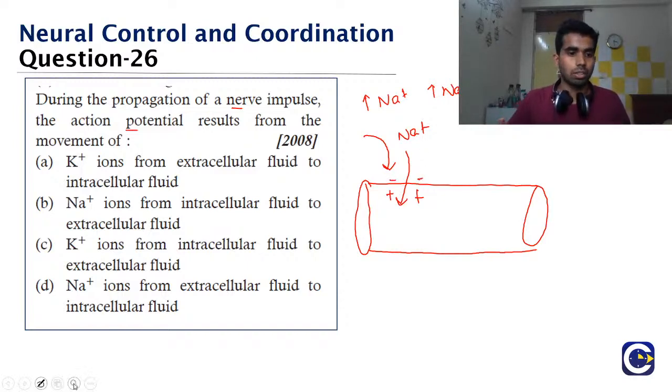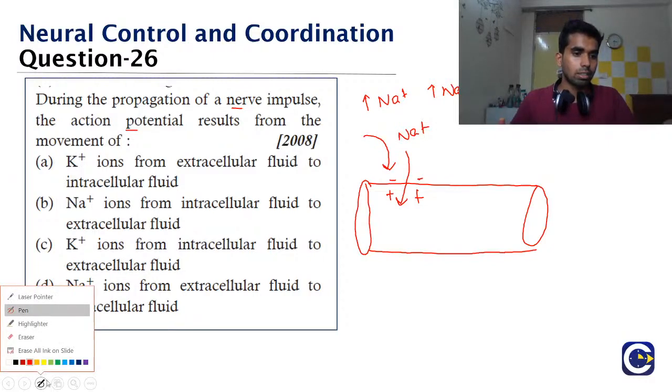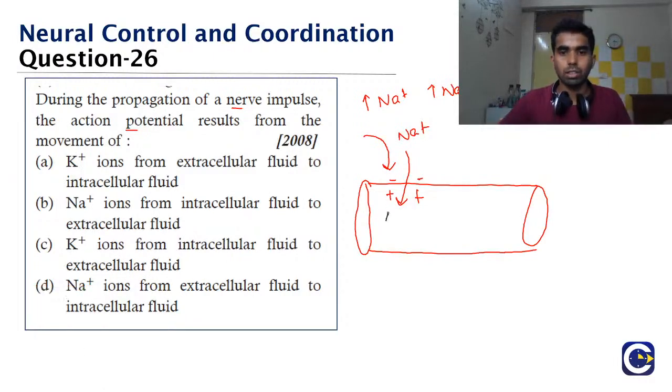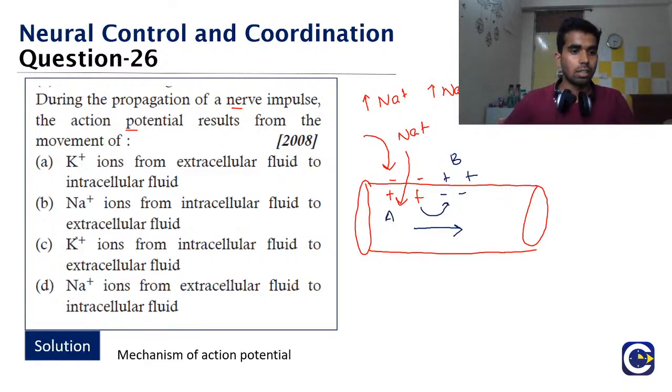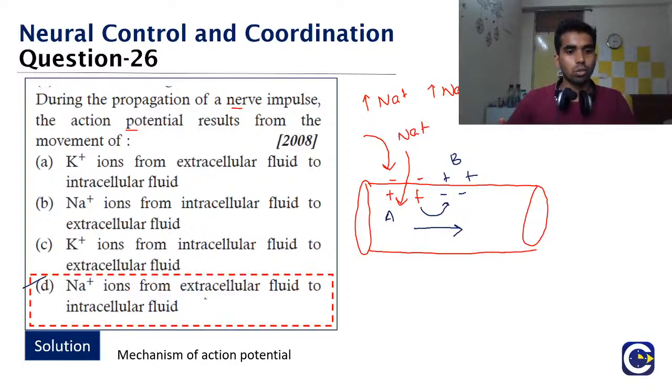Suppose this is region A, where the sodium is entering, and this is region B, just distal to it. It is still resting, meaning inside negative and outside positive. Now tell me in which direction the current passes. It passes from positive to negative, so in the forward direction the current moves, and because of this the action potential is generated in the nerve. So yes, as you all said, it is option D: sodium ions from the extracellular fluid move inside to the intracellular fluid.